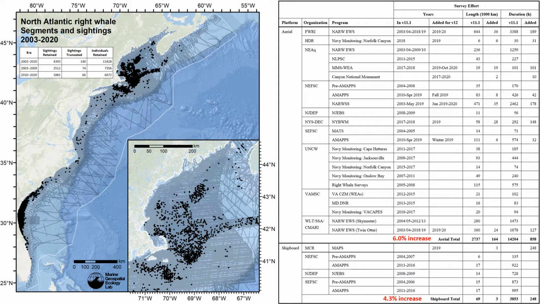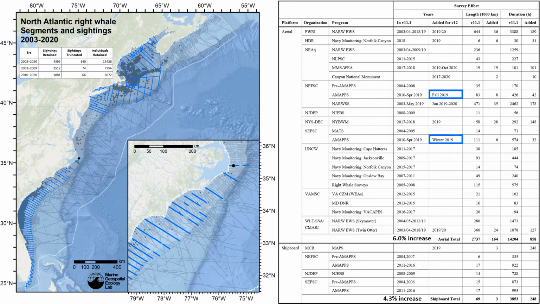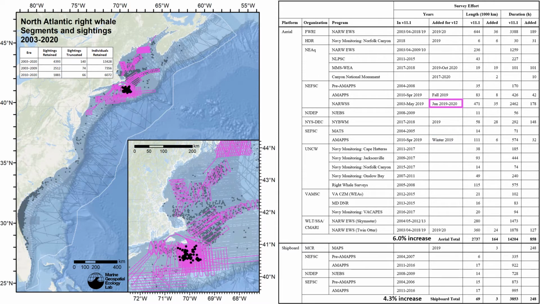I will now briefly show the transects and sightings that were contributed by the collaborators for version 12. Each NOAA Science Center contributed an AMAPS aerial survey from 2019, one in fall and one in winter. These provided good broad-scale coverage, but only one sighting, which was near Cape Hatteras. Here are the surveys from the NEFSC right whale program from June 2019 through October 2020.